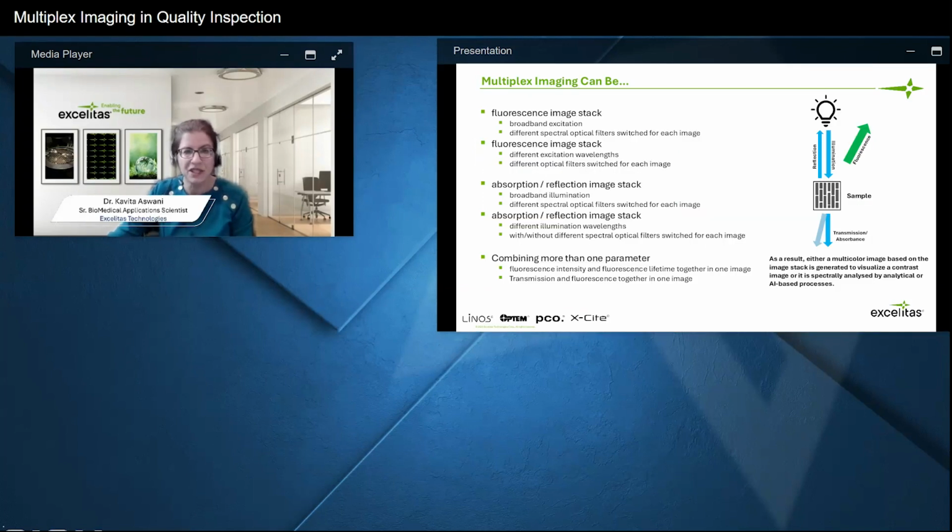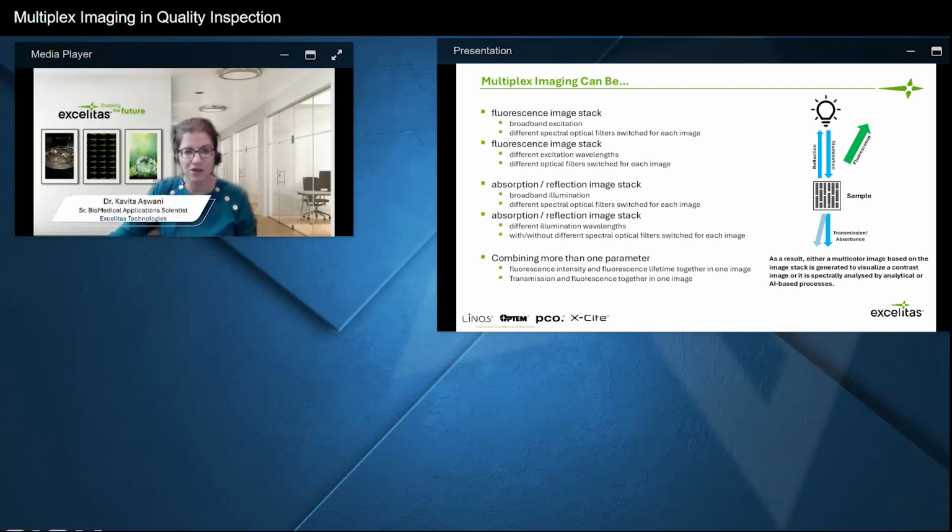So, multiplex imaging can involve fluorescence images. And in fluorescence, the illumination goes from the light source to your sample, and the resulting fluorescence goes back to your eyepiece or to your camera. Apologies, you can't see my cursor, but hopefully you're following me on the right here with the fluorescence in the green arrow. For fluorescence, you can use either broadband excitation, which is basically a wide range of the spectrum, or you can use specific excitation wavelengths, which I will cover in the next slide.